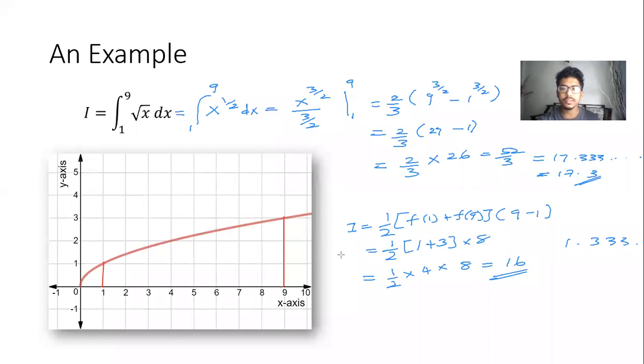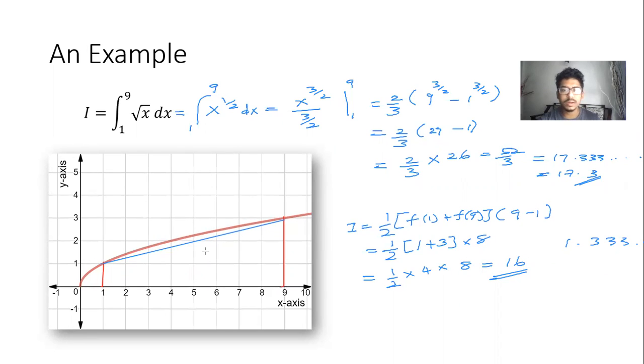Now that difference is because we used the trapezoidal rule. Using the trapezoidal rule, we found the area of this trapezium, right? By calculating this area of the trapezium, we don't take this remaining area into account. So this area would be 1.333. That is the reason for the difference in these two values, right?